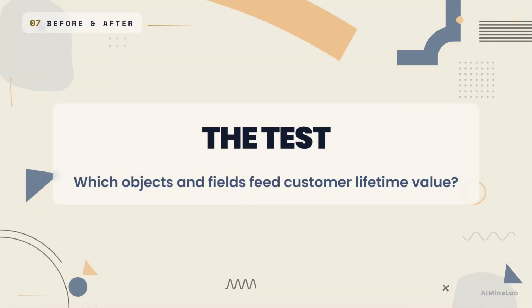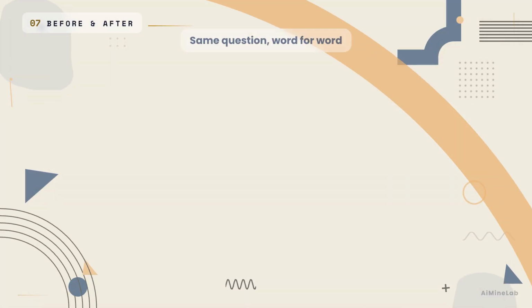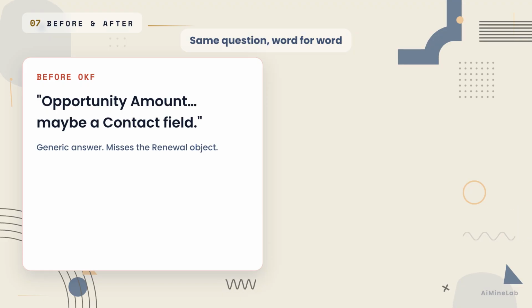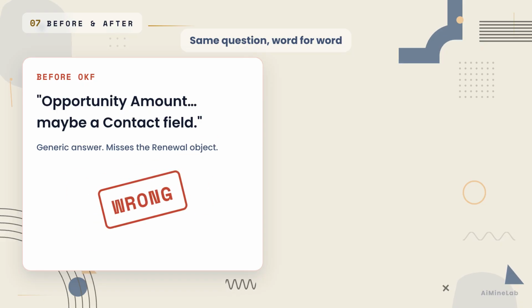Now the part that actually matters. Does any of this change what your deployment knows? Run 1. Before OKF exists, we ask an Agentforce agent which Salesforce entities and fields feed into customer lifetime value for this org. It gives a generic textbook answer, mentions opportunity amount, guesses at a contact field, and misses our custom renewal schema entirely. Technically plausible, practically useless.